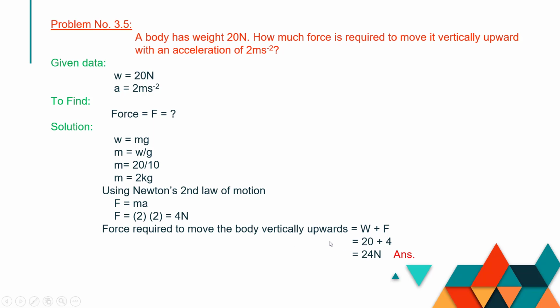So the force becomes equal to 20, which is the value of the weight, plus 4, which is the value of the force. By adding 20 and 4, we get 24 Newton, which is the value of the force which is needed to move a body vertically upward. So the value of the force is 24 Newton, which is the answer.